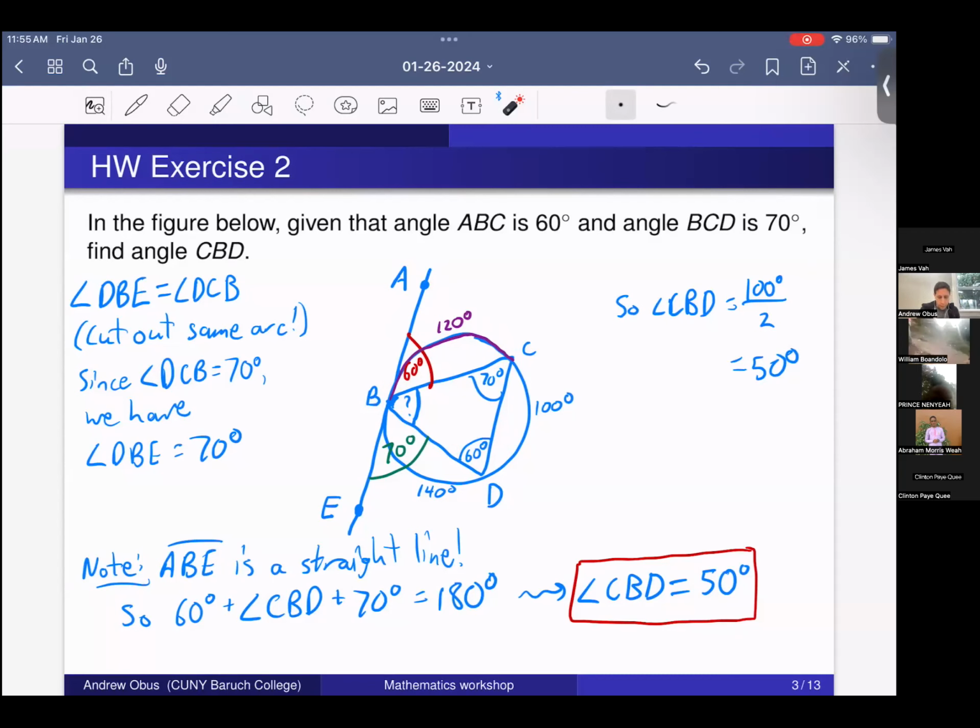Yeah. Okay, great. And it's the same thing with these 70 degrees. This angle EBD is 70 degrees, and it cuts out this 140-degree arc. And this angle BCD is 70 degrees, and it cuts out the same arc, BD, which is 140 degrees. All right. Any other questions?